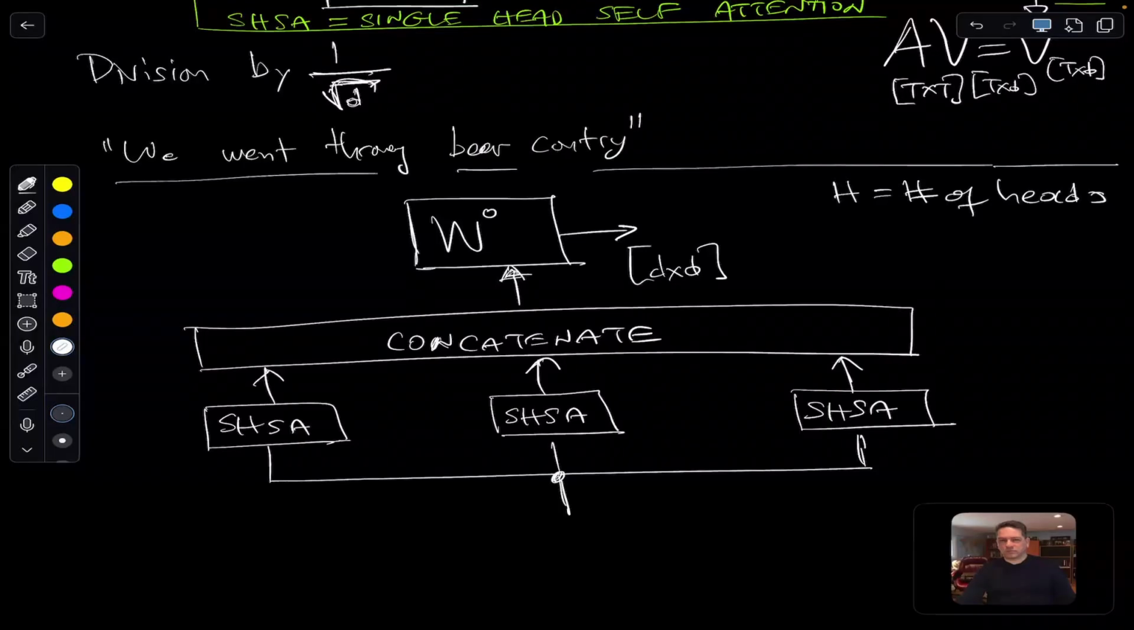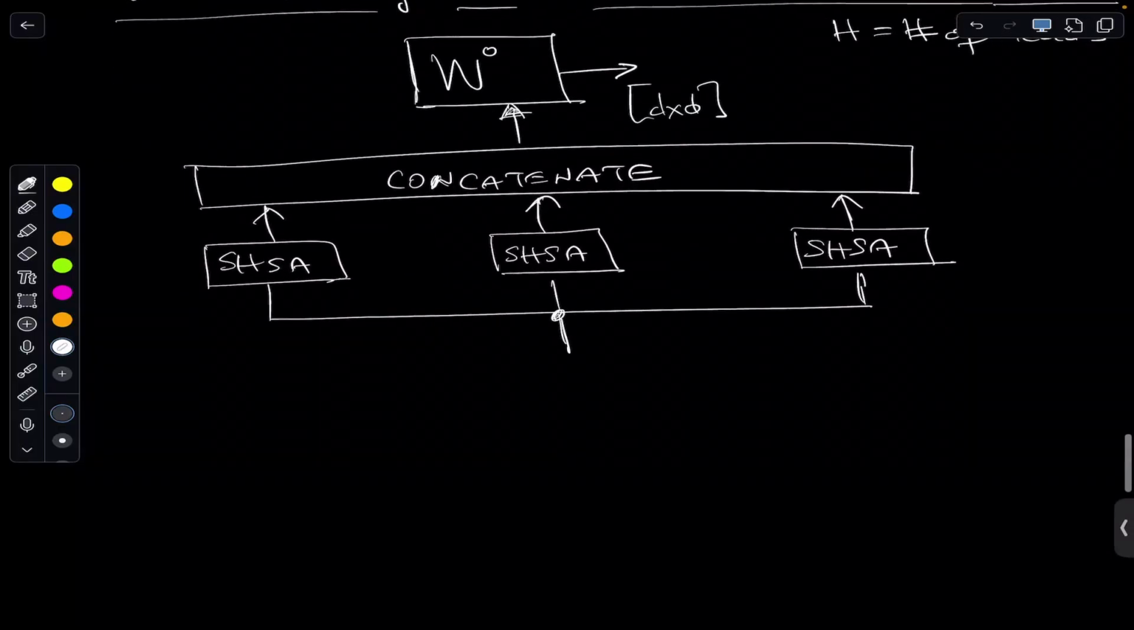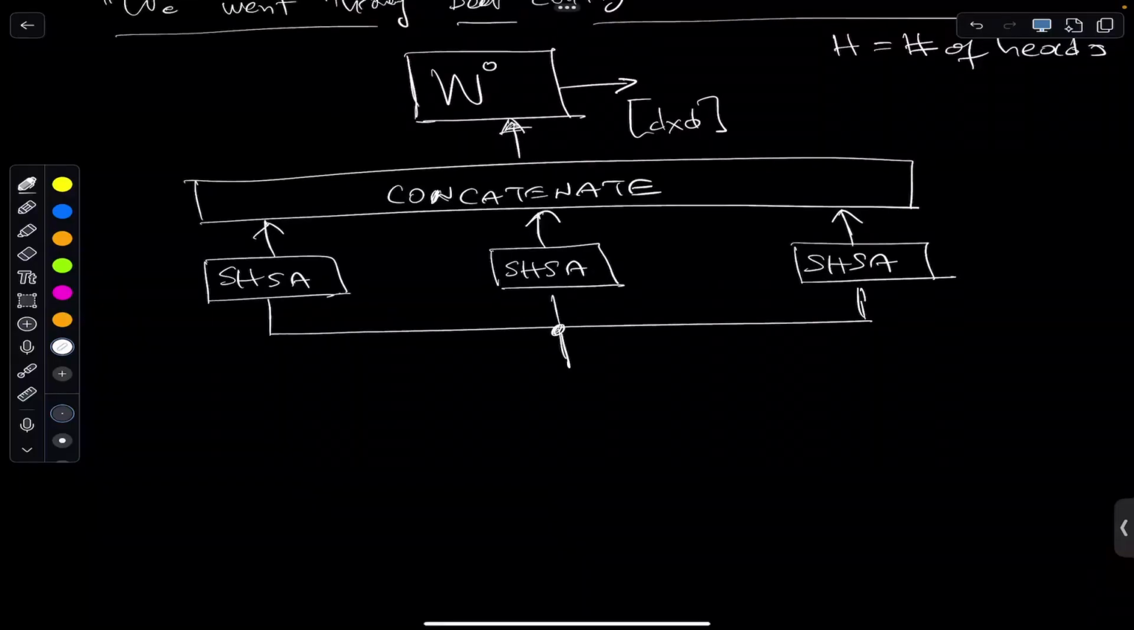So in the previous video, we saw the single head self-attention, and then we drew the multi-head self-attention, but we didn't have a chance to discuss that a little bit more. So what we are trying to do in this video is to look at this block diagram and try to justify it.